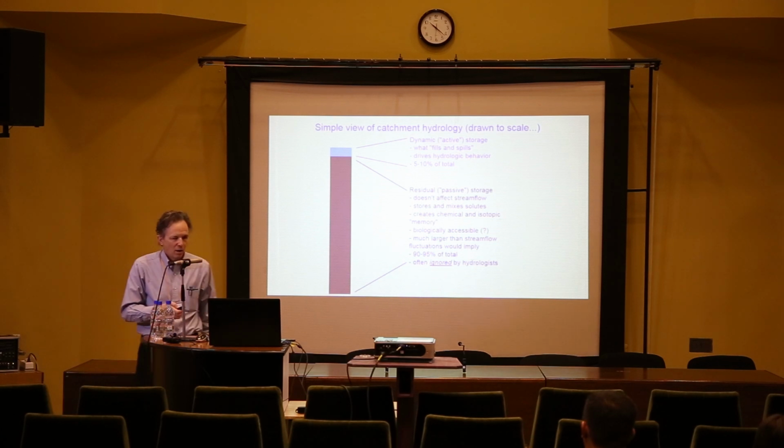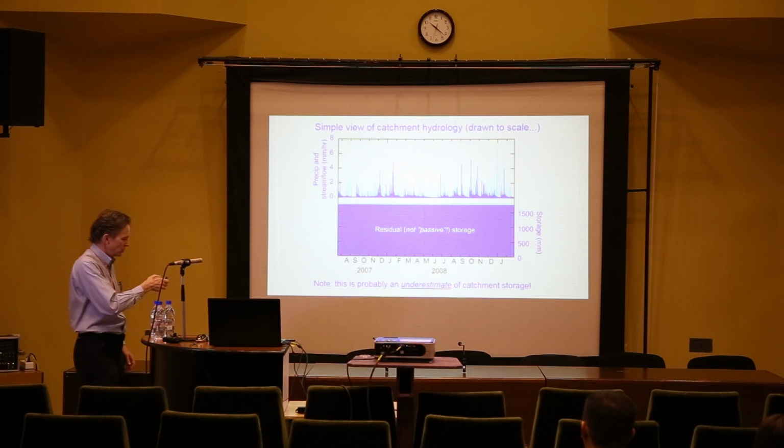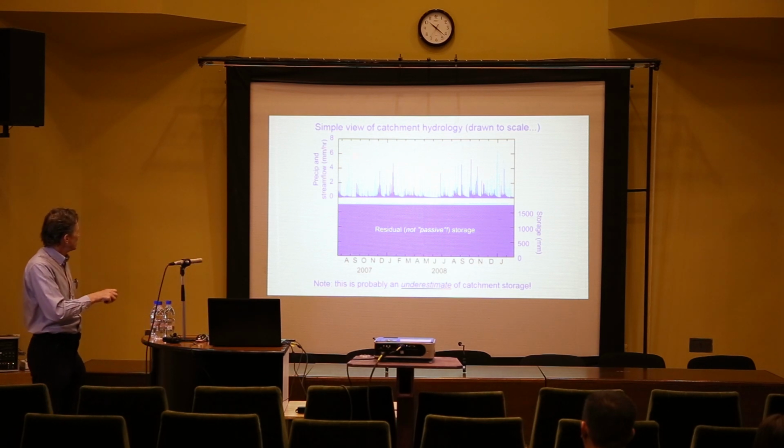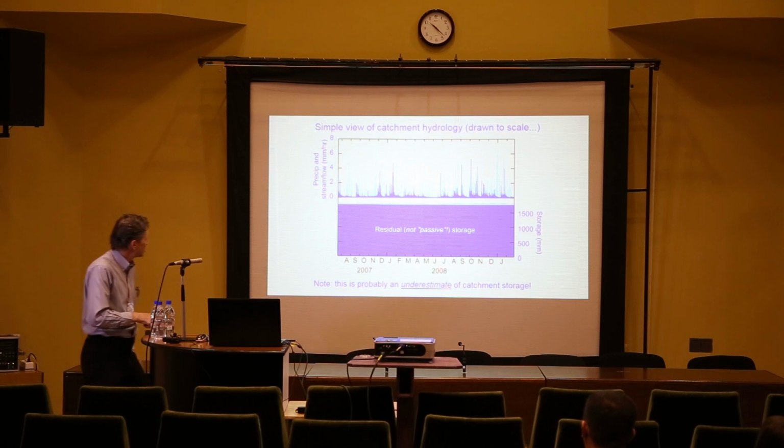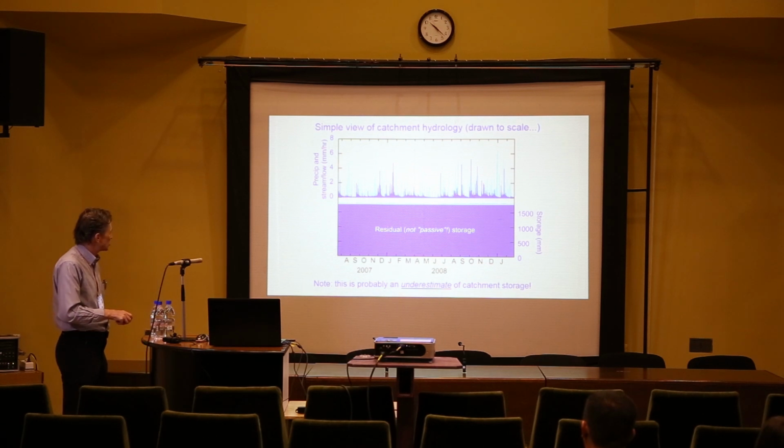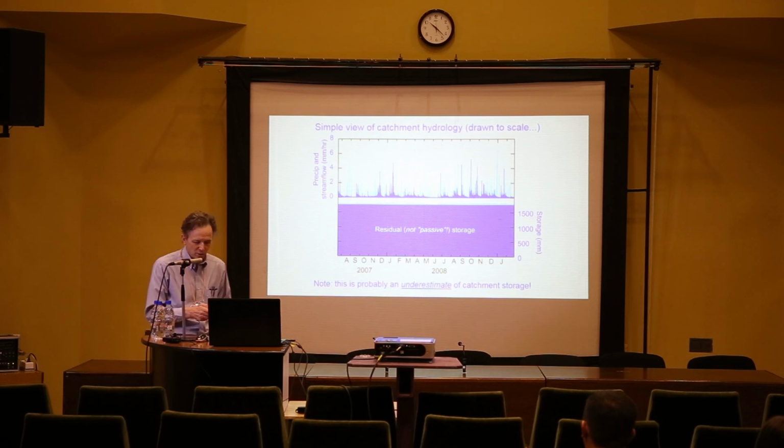Okay. And here's the dynamic view of this. As we watch the stream go up and down like this, all of that is happening in this little layer of variability in the total storage. And then we have this, as I said, this ocean of passive or residual storage underneath. And I'll also note that this is probably a gross underestimate of the volume that's down here for reasons that we will see in a few minutes.